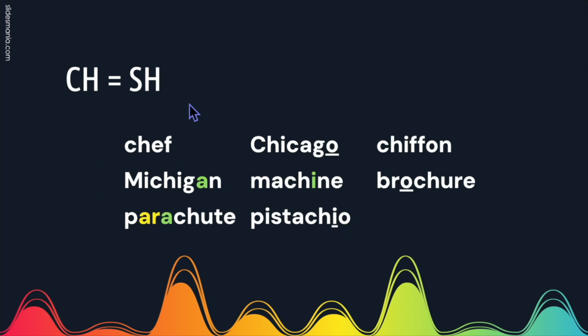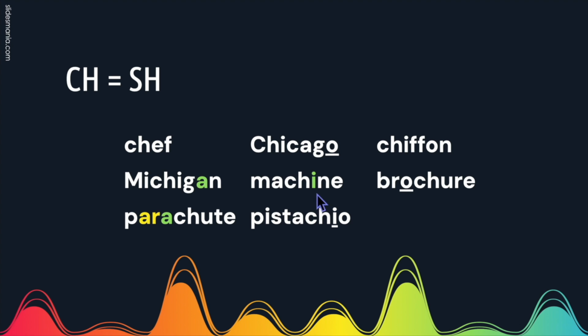In these words, CH will sound like sh. This usually happens in words that we got from French. Chef. A chef is a fancy cook. Chicago. That's a city in the United States. Chiffon. That's a type of fabric. Michigan. Note that this A schwas. Michigan is a state in the United States.